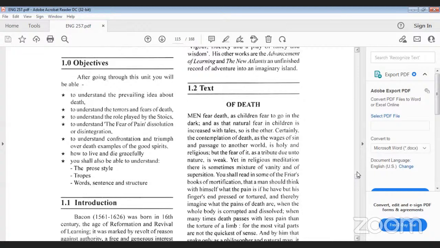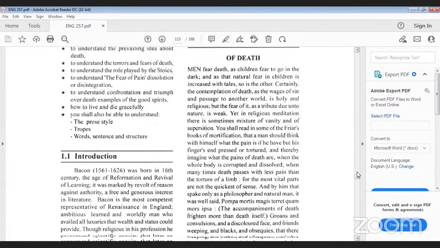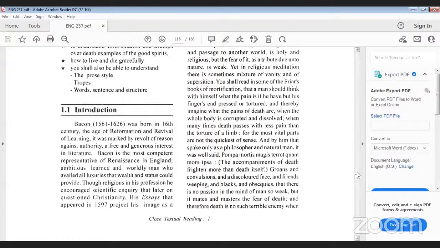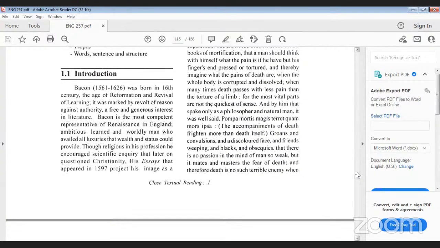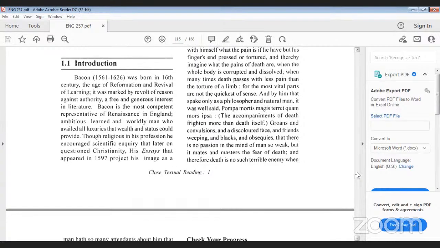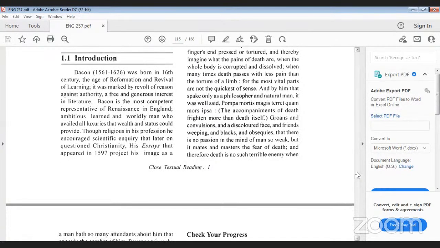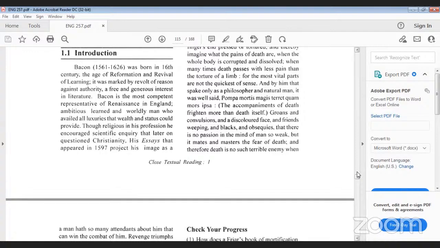Okay, so this is a good part in English. Before writing the answer on Bacon on death, you have to introduce Bacon's period: when he was born, in which period he wrote this, and what was his style of writing.